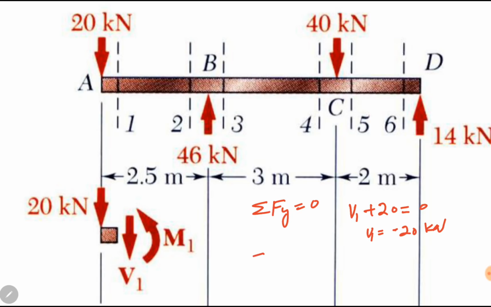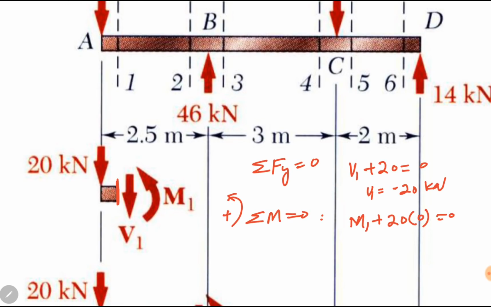Now, summation of moments is equal to 0. We will take summation of moments at this section equal to 0. So here, if I consider counterclockwise moments positive, there is one moment M1. Then there is force V1. V1 is acting on the same surface where we are calculating moment. So V1 has no effect, no moment here because it has zero distance from this surface. So V1 is producing no moment. Similarly, 20 kilonewton force is producing a moment in the same direction, but it has zero distance from the surface because we are considering that surface 1 is almost at point A. It has zero distance from point A. So M1 becomes 0.